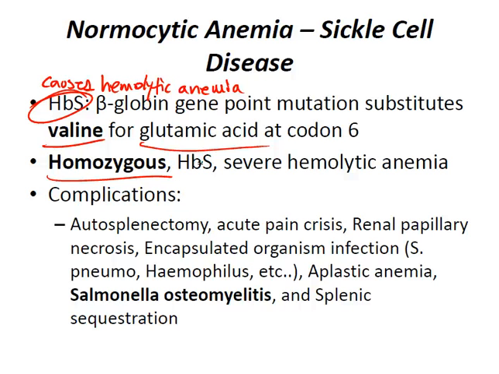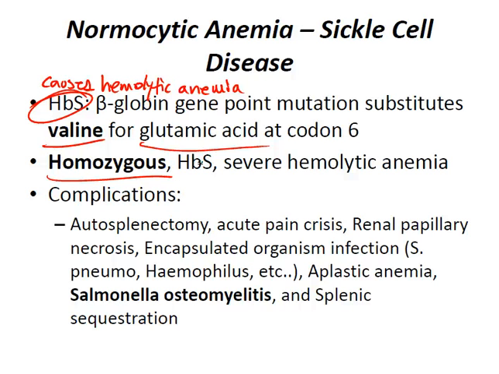You can have an autosplenectomy, which is increased risk of disseminated infections from encapsulated bacteria like H. influenzae, meningococcus, salmonella, pneumococcus. You can also see viral infections such as parvovirus B19, which causes an aplastic crisis like we've talked about, with a major decrease in hemoglobin concentration. Patients with sickle cell are at an increased risk for renal papillary necrosis and salmonella osteomyelitis. That is going to be a question, I promise you.